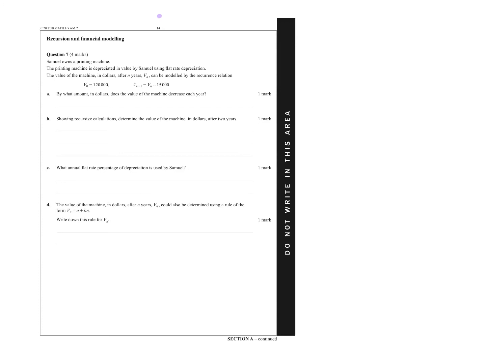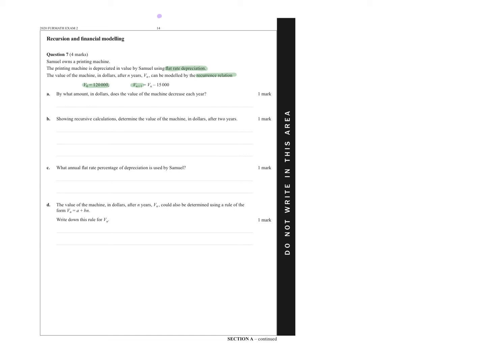Okay, question 7. Samuel owns a printing machine. The printing machine is depreciated using the flat rate depreciation. So that becomes important, so I know which formulas. And the value of the machine after n years can be modelled by the recurrence relation. So they've given me a recurrence relation, which means they've got the V0 and the n+1 rule. By what amount in dollars does the value decrease each year?